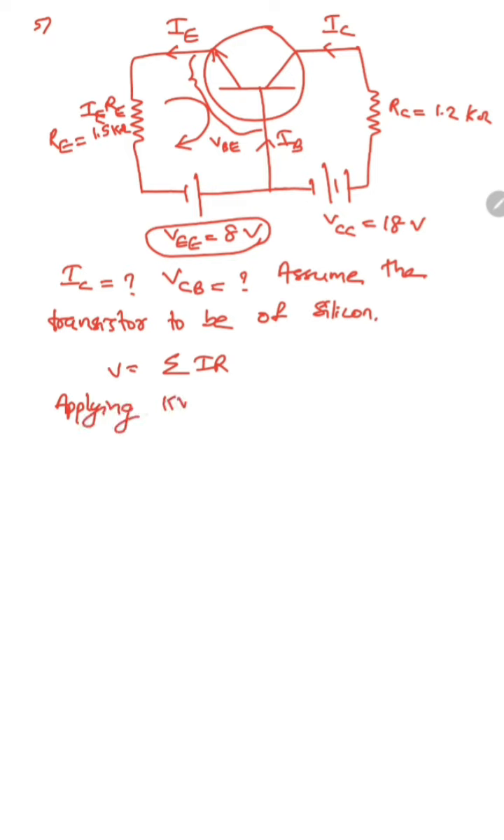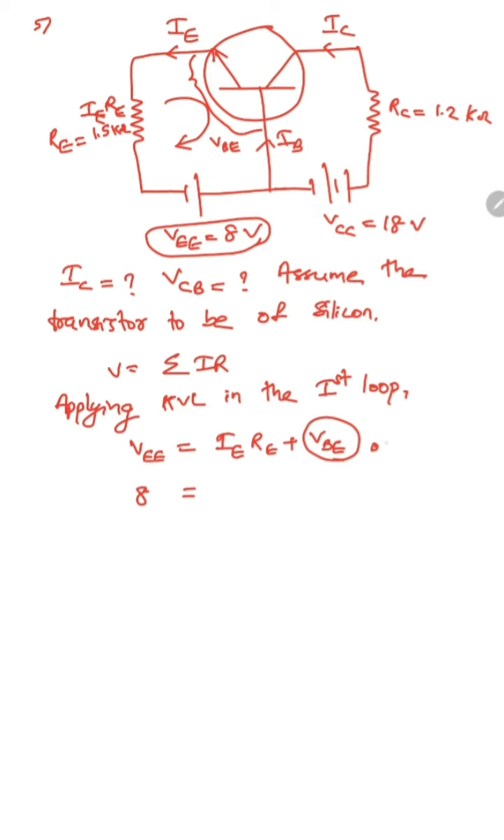applying KVL in the first loop we get VEE, that is the voltage source VE, is equal to IERE plus VBE. So you have been given VE is equal to 8 volt. In the case of silicon, the VBE value is 0.7 volt.